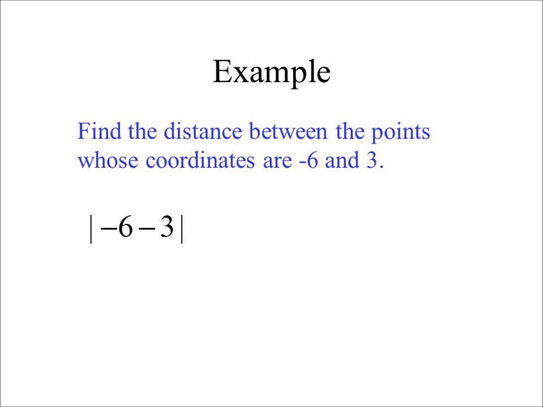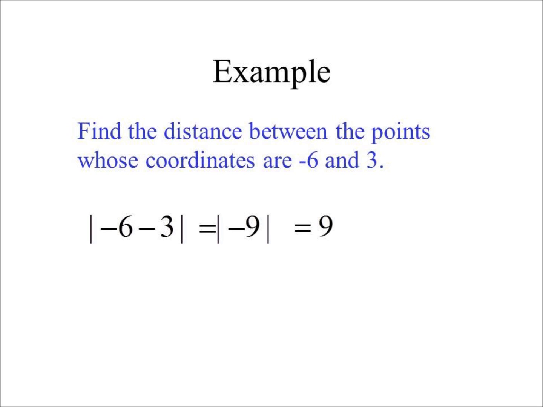In this example, we're finding the distance between two coordinates, negative 6 and positive 3. So what do we do? We find the difference between negative 6 and positive 3, and then take the absolute value of it. So I have the absolute value of negative 6, difference means subtract, so subtract positive 3. And of course, we add those two together. It's negative 6 and negative 3, so that's negative 9. Absolute value of negative 9. Negative 9's, of course, less than 0, so I take the opposite of negative 9, and it comes out 9.